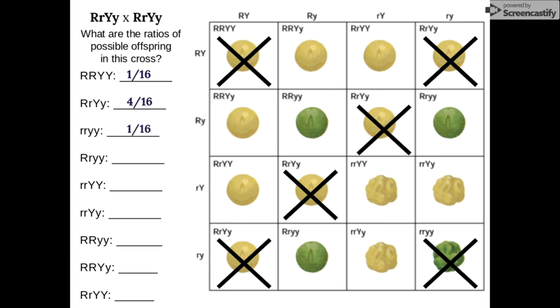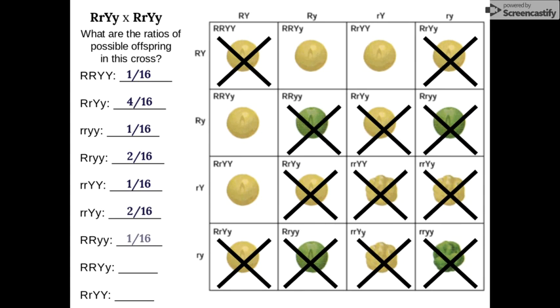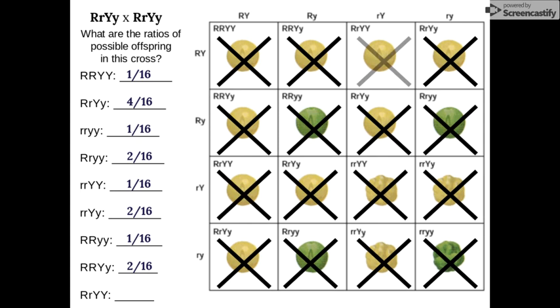Heterozygous for shape and homozygous recessive for the color. I see 1, 2, just 2 out of 16. Homozygous recessive for shape and homozygous dominant for color, I see 1. And for the next one, I see there's 2 that have that genotype. 1, just 1 that is homozygous dominant for shape, and homozygous recessive for color. There's 2 that have this genotype, and then lastly, there would be 2 that have this genotype.